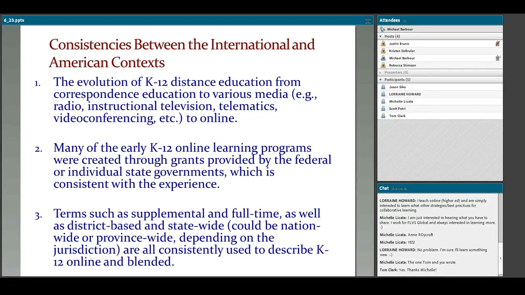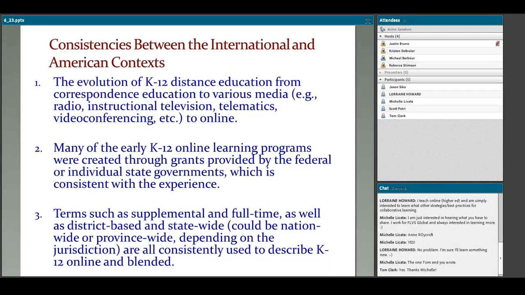So there were three main consistencies that I talk about in the chapter, and I'm going to go through and talk about each of these individually, giving some specific examples. But you can see them summarized here, and they roughly follow the section headings that you see in the chapter itself.